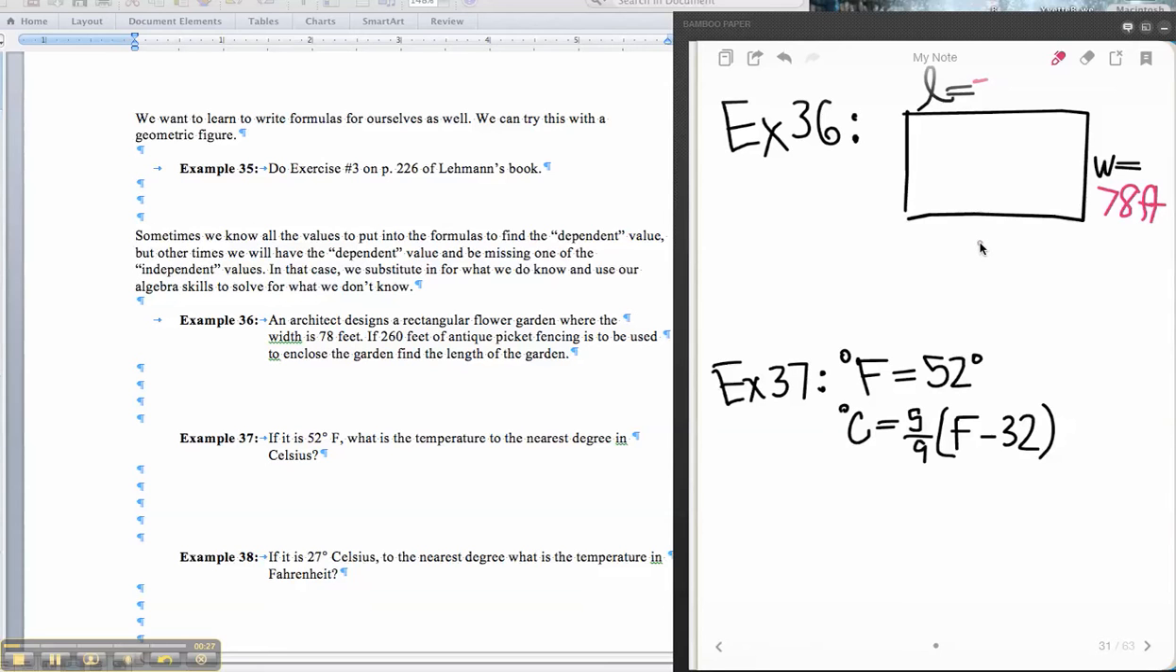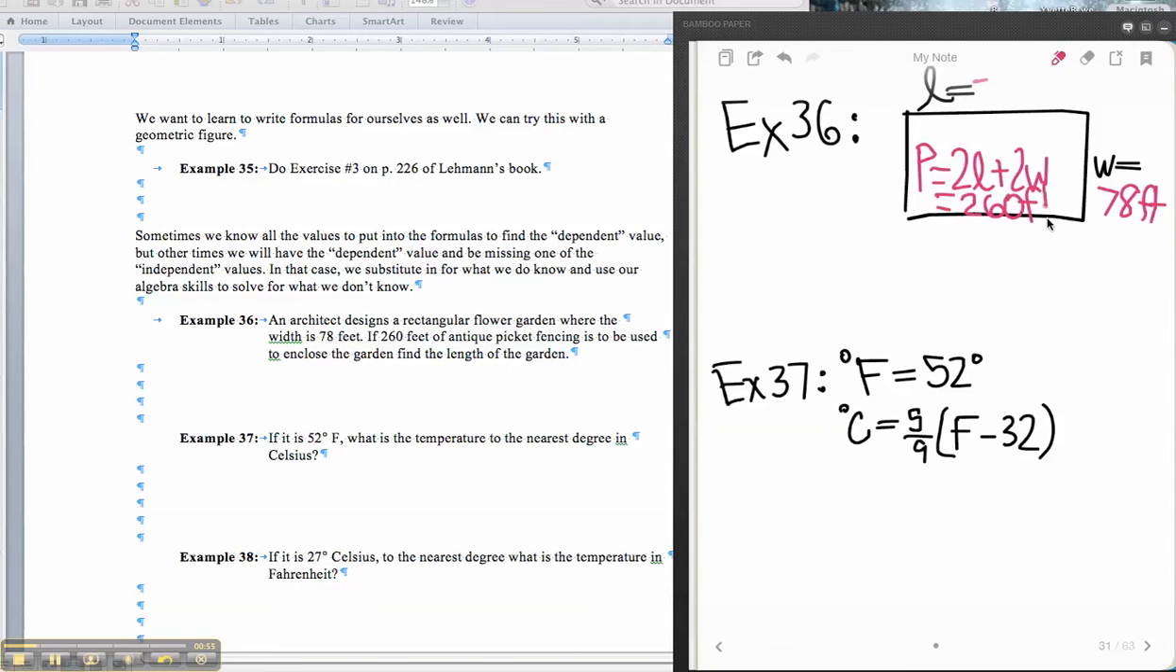And if 260 feet of antique picket fencing is to be used to enclose the garden, find the length of the garden. Well, if we're going to enclose the garden, that tells us that we are looking for the perimeter. And we need to know that the perimeter formula for this garden is 2 times the length plus 2 times the width. And we know that the antique fencing is equal to 260 feet. So we're going to put that in right here.